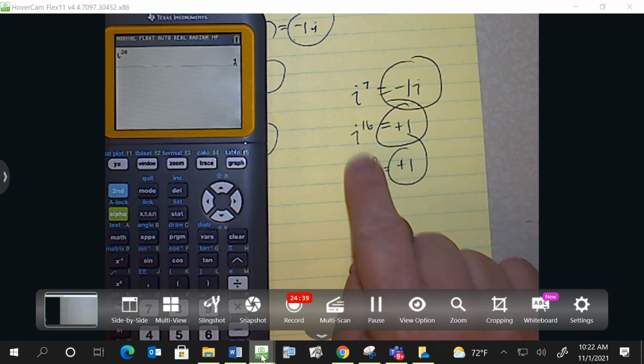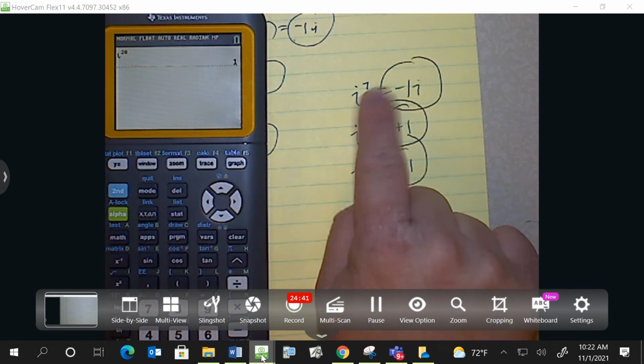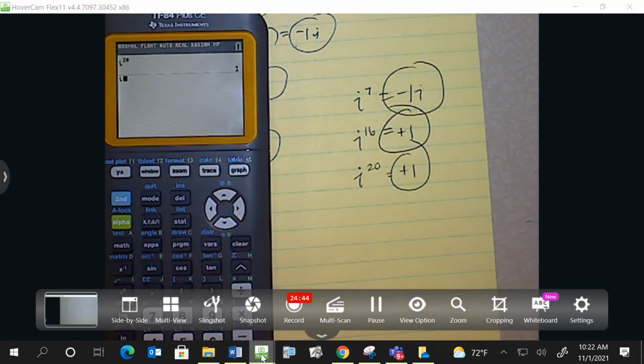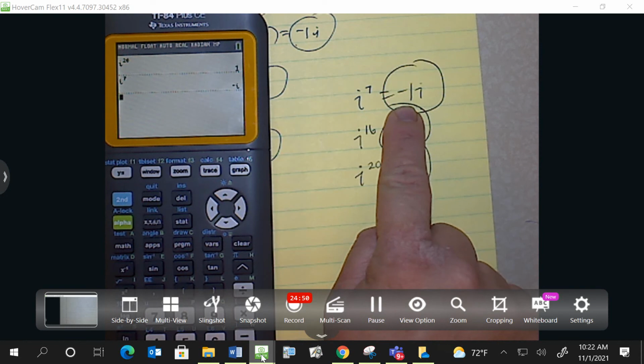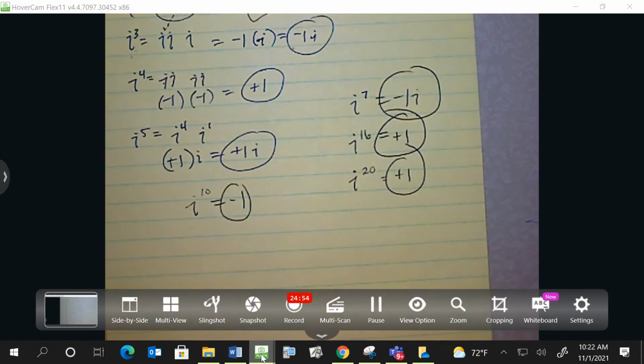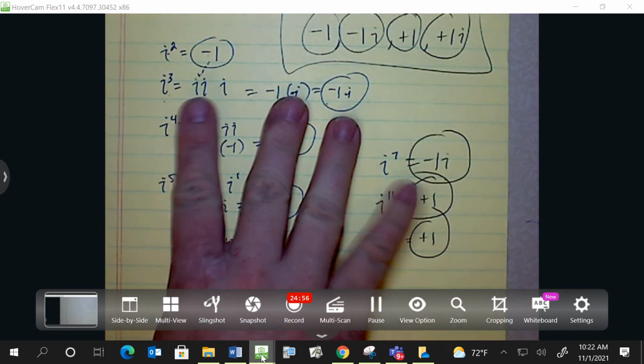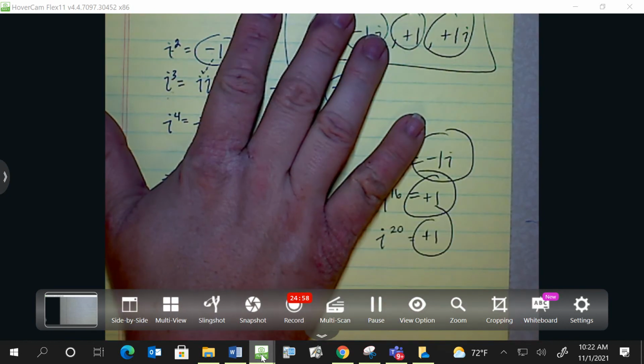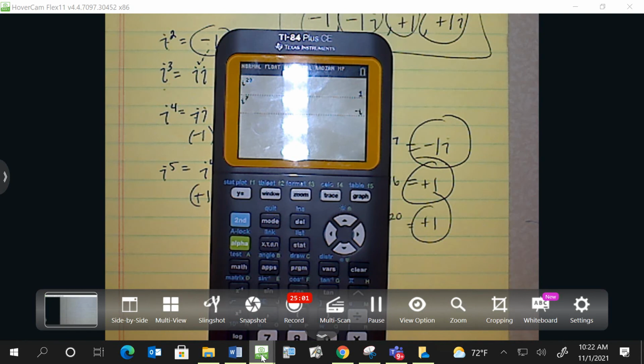Let's do i to the 7. So hit i again. Do the caret key, which is above the division sign. Do a 7. There's your answer: negative 1i or negative i. So you're like, Miss Bradley, why did you teach us all this counting when I can just do it on the calculator? Because I want you to understand the concept versus just being able to plug something into a calculator. You can use either method.